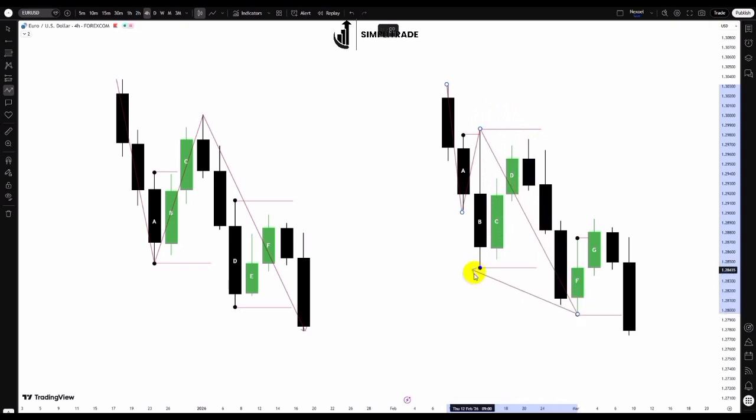So we can mark this level and say we have a pullback here because this movement did not take out the high of candle B. So now we have candle F created the low and candle G took out the high of candle F, creating here now a high point, and then we have a fall. So we've identified the valid pullback in this diagram and also identified the valid pullback in this diagram also.